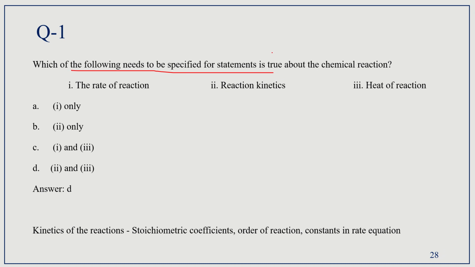Reaction kinetics means we need to know the stoichiometric coefficients, order of reactions, and constants in rate equations if any are there. These give us an idea about what is happening inside the system in terms of chemical reaction and species. If we know these reaction kinetics, then we can say that this particular reaction is happening, and because of that we get to know how it is producing and how much it is converting. Everything would be known.